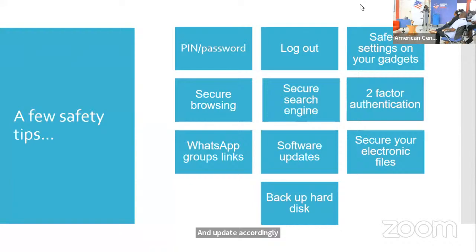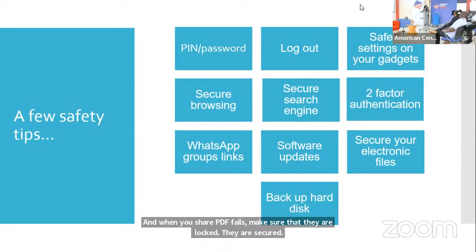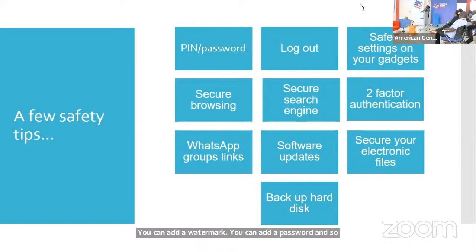Secure your electronic files. For example, when you share PDF files, make sure that they are locked, they're secured. You can add a watermark, you can add a password, and so on. Back up your hard disk, your computer. Last year, I explained here that my computer is backed up on a hard disk, but it's also backed up on the cloud on Google. I do that every so often, just in case I lose my computer, I have my information up to date to a fairly recent time.